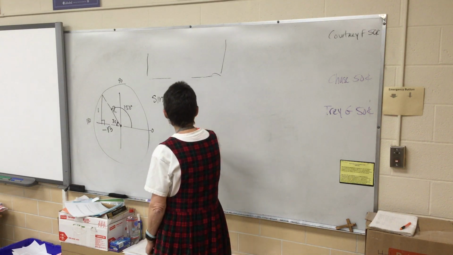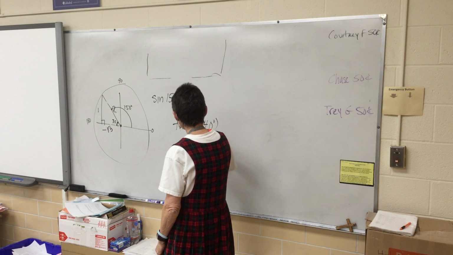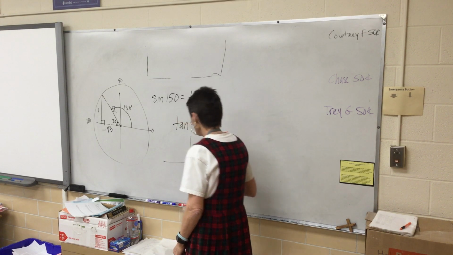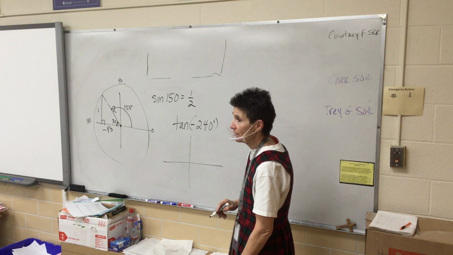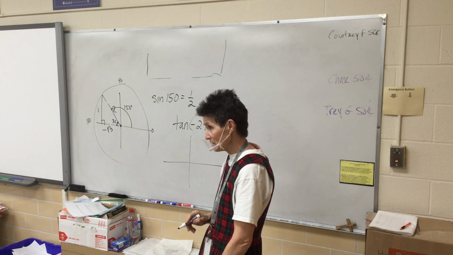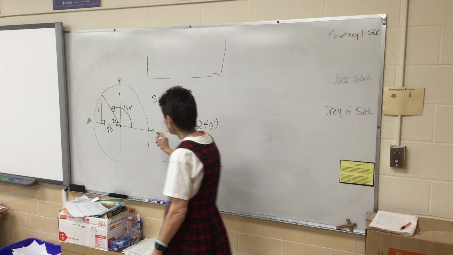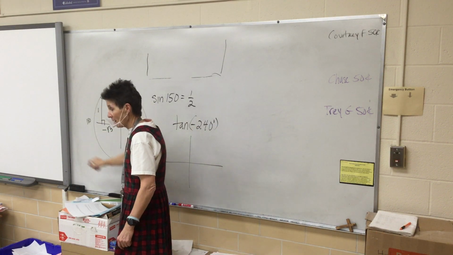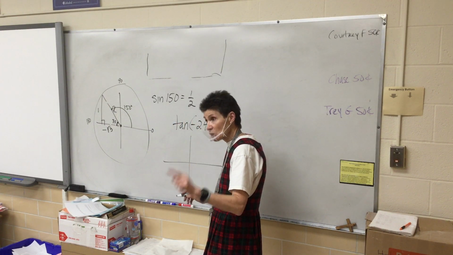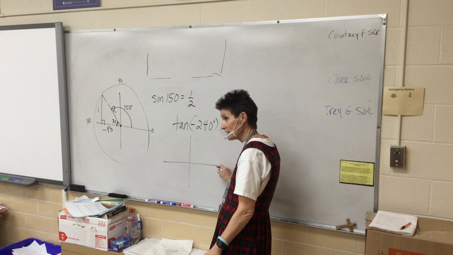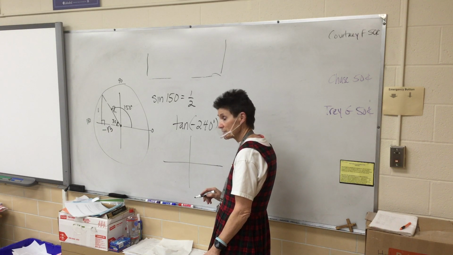Tangent negative 240. Okay? Now remember, if it's a negative angle, we talked about this yesterday, instead of going up and around, we go down and around, but we start in the same place. We start here. Now I have to go 240 degrees.